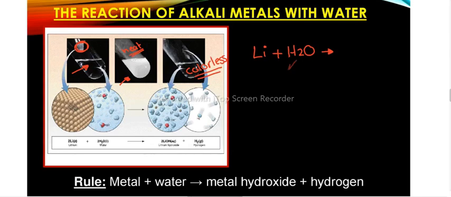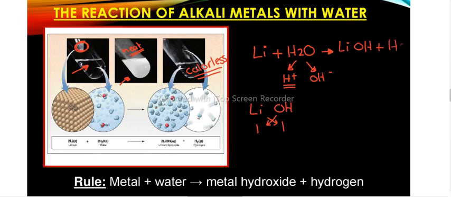Here we need to remember that our water is made up of hydrogen ion besides the OH negative. So we have here a rule: the lithium will react with the hydroxide, and the hydrogen will be replaced out in the form of hydrogen gas. Lithium is in group number 1, so it's a 1. The hydroxide is 1. So this will form LiOH plus the hydrogen, which will be replaced outside in the form of hydrogen gas.